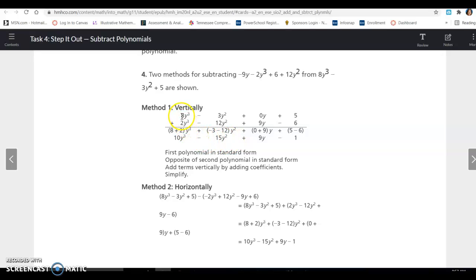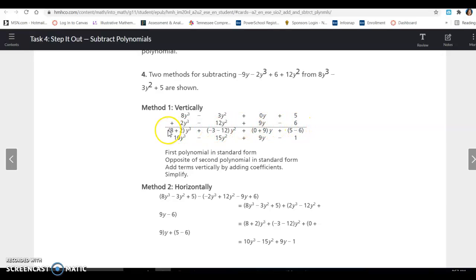Then again, you're going to put the second one in standard form as well. And you can see this is minus 2y cubed, and they've got plus. So it was going to be subtract the opposite, which two negatives make that a positive. Okay, and then the negative 12. So because they're adding the second one, they've already changed all the signs here.